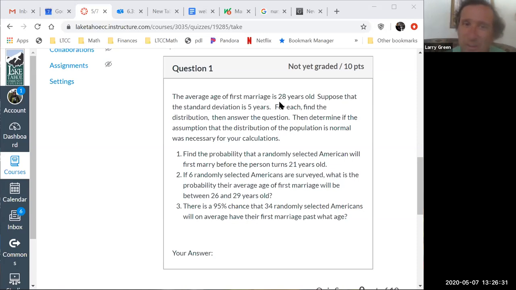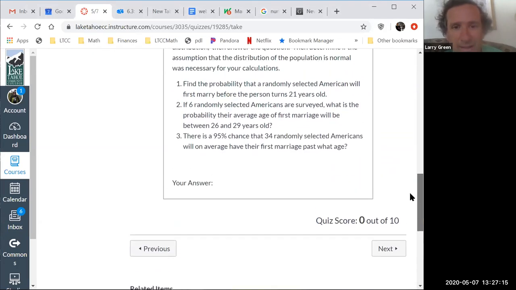Then suppose that the standard deviation is 5 years. That I totally made up. For each, find the distribution, then answer the question, then determine if the assumption that the distribution of the population is normal was necessary for your calculations. The first is find the probability that a randomly selected American will first marry before the person turns 21 years old. The average age was 28, standard deviation is 5, and for now we'll assume it's normal, and then we'll talk about if we had to.